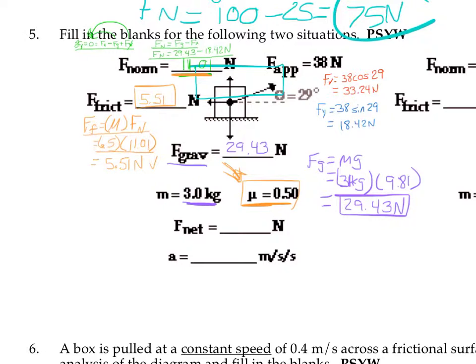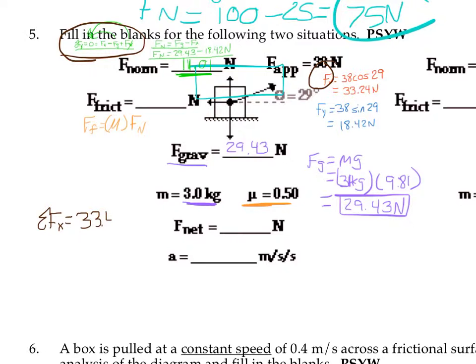Because all our y forces cancel out because of the normal force canceling out all the problems, the only thing with the net force that we have to really take into account is the net force in the x direction, which is equal simply to our x component, which is 33.24 newtons. Looks like I erased something I needed later.